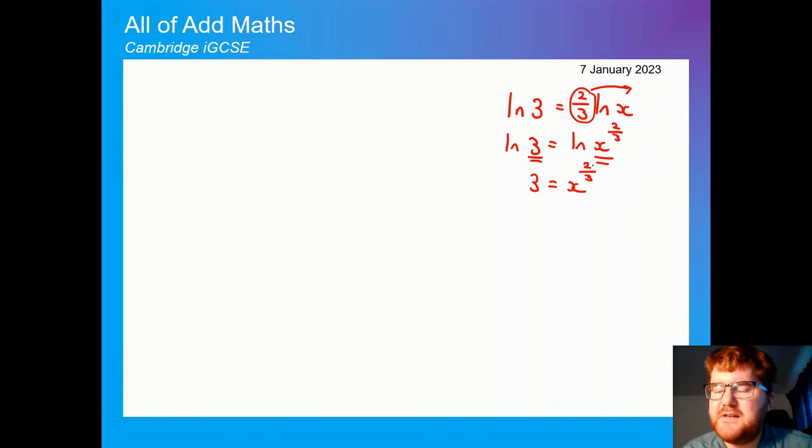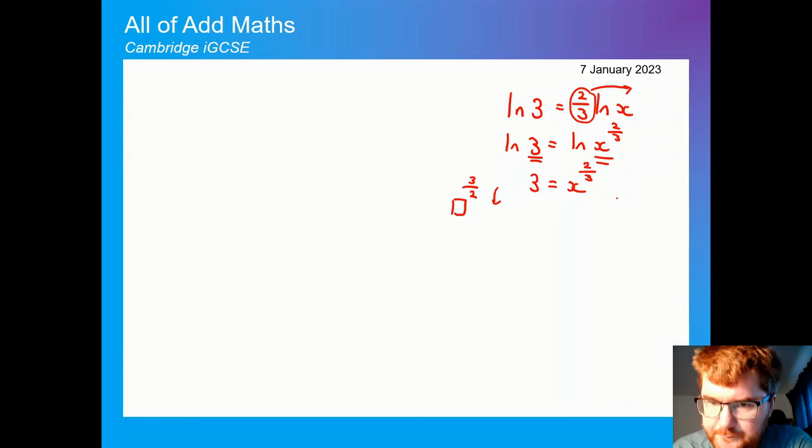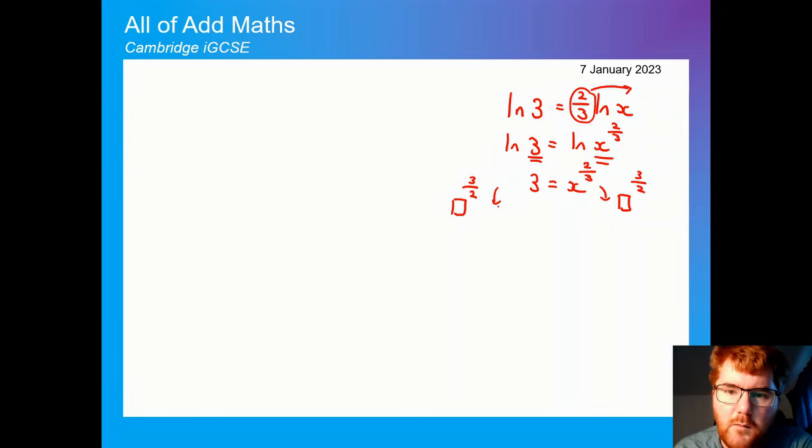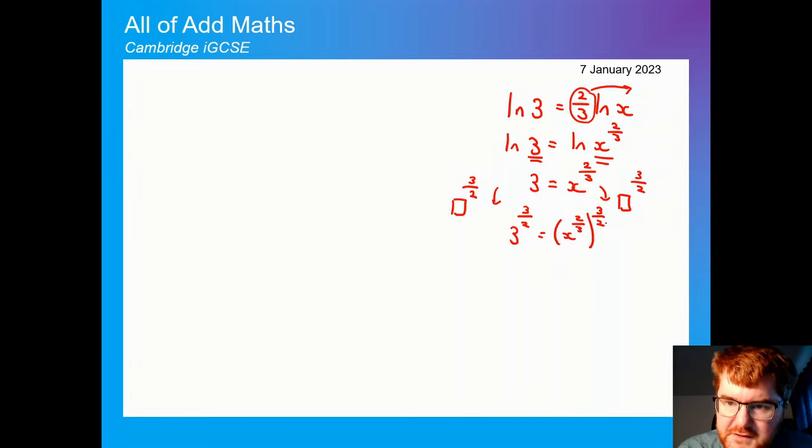And now I want to get x the subject here. So what I can do to both sides is raise both sides to the power of 3/2. So let me just write that down nice and clearly. Now why do I want to do this? Well, the left hand side is clear. On this side, however, what we get is x to the power of 2/3 to the power of 3/2. The reason of doing this is that 2/3 times 3/2, they cancel to give me just x, which is what I wanted, and then we get 3 to the power of 3/2.